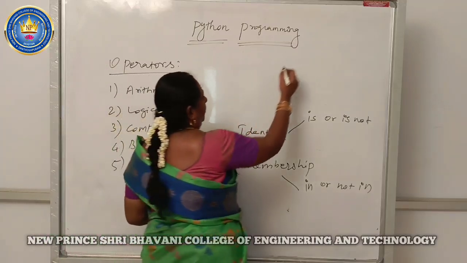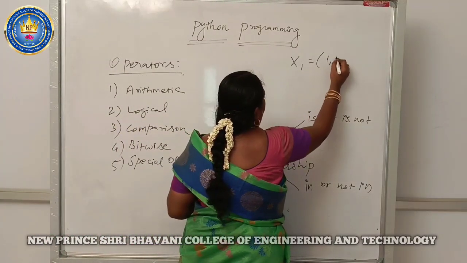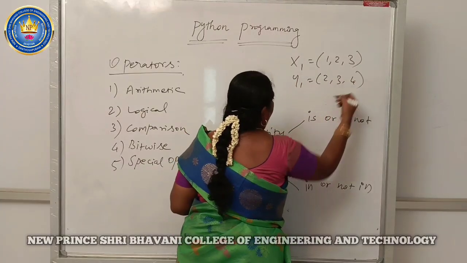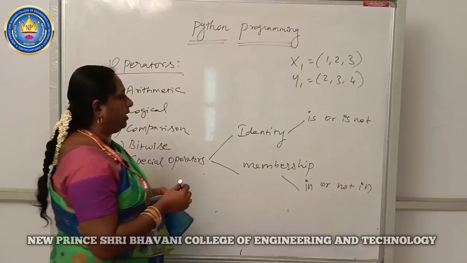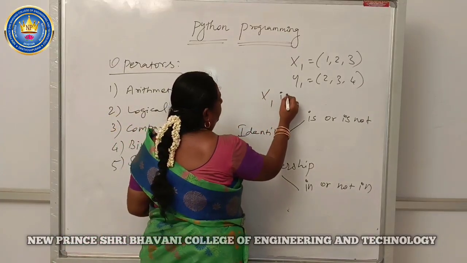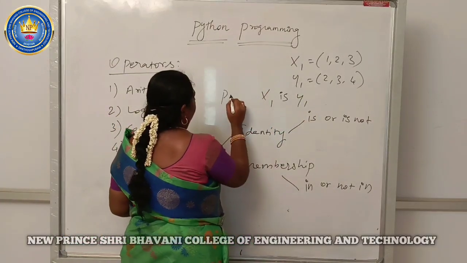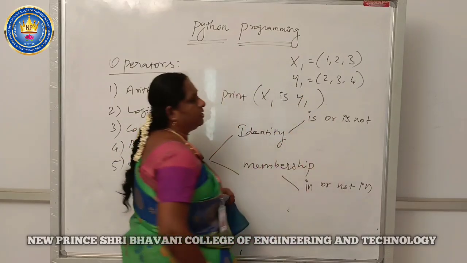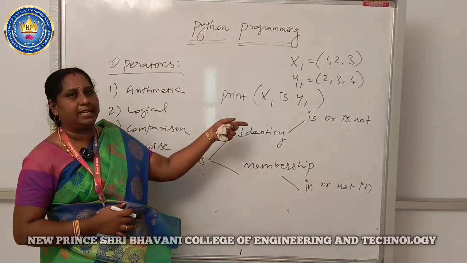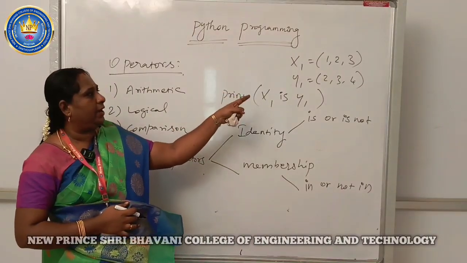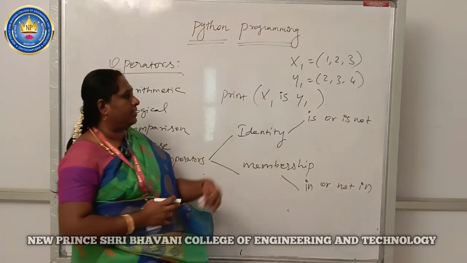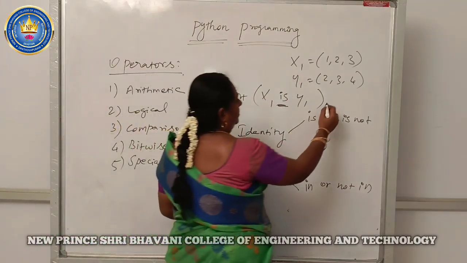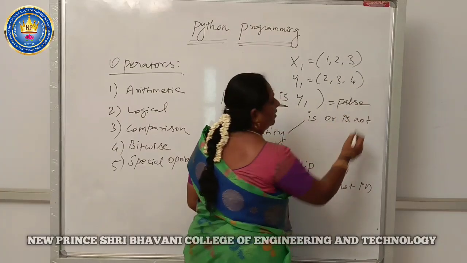For example, in the identity operator, x1 is equal to 1, 2, 3, and y1 is equal to 2, 3, 4. Here we can check x1 and y1 like x1 is y1. So it will give either true or false based on the condition. Now x1 is 1, 2, 3 and y1 is 2, 3, 4. We are checking whether x1 is y1. It will give the value false because two distinct values are there.